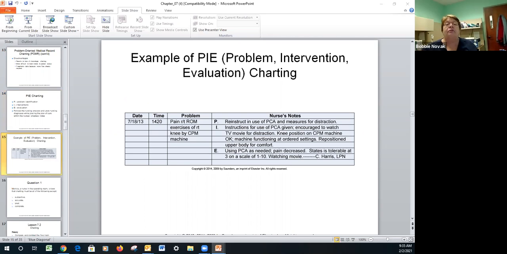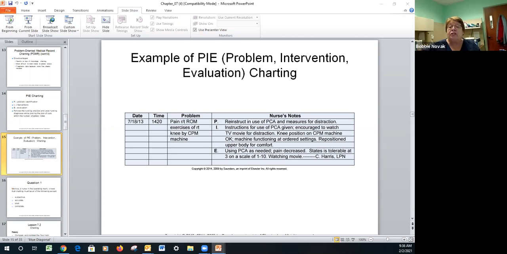So for an example of the PIE, this again is on page 90, okay? So the problem is they have pain related to range of motion exercises of right knee by CPM machine. So that's the problem we identified. We're going to re-instruct in use of the PCA pump and measures for distraction. So our problem is that they're having pain because they're not using the PCA pump properly.